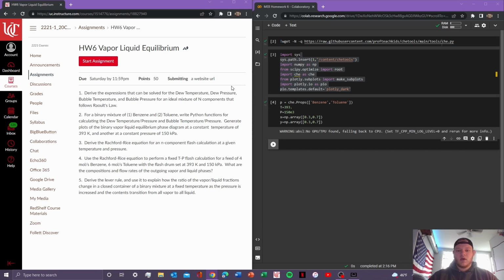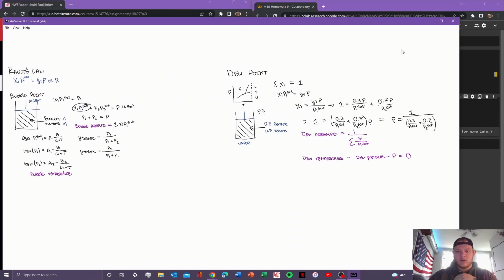So let's get started. First, as you can see, we imported our CHE tools and then all of our systems. And then I already put in a little array for benzene and toluene because that's the binary mixture we're using. I added our temperature and constant pressure, and then these are the mole fractions for the vapor and the liquid of our binary mixture of benzene and toluene. Benzene is 0.3 and toluene 0.7. That is because they add up to 1, and as we know, it always needs to add up to 1.